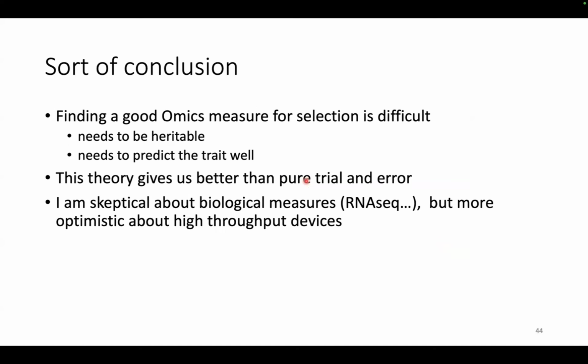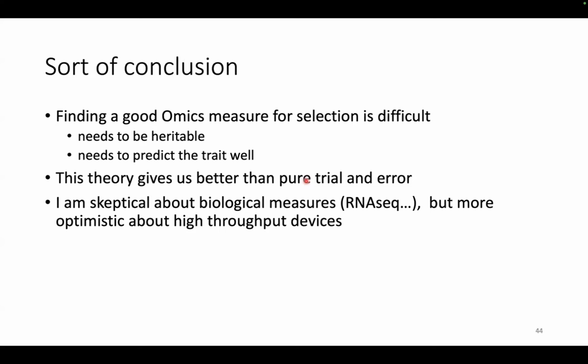Well, the first conclusion is that the theory needs really to be tested. There's just a couple of papers that tested it, and the reason for that is basically that there are not many data sets in which you can test, and it's not easy to test. Then finding a good omics or RNA-seq or whatever based on biology that requires lots of measurements is difficult because it needs to be heritable and it needs to predict the trait well. And both things are different.